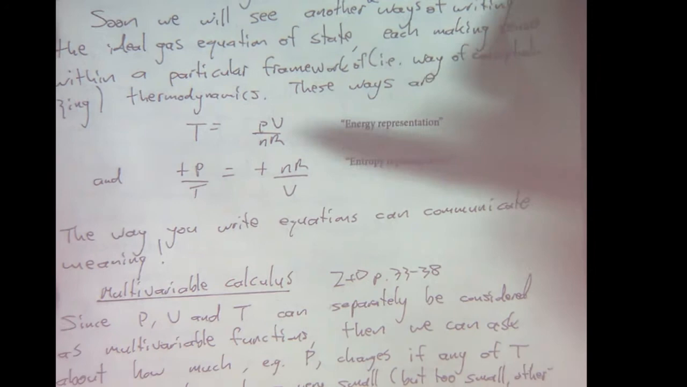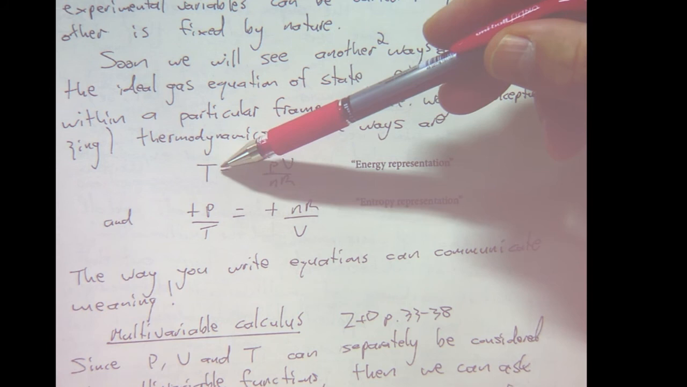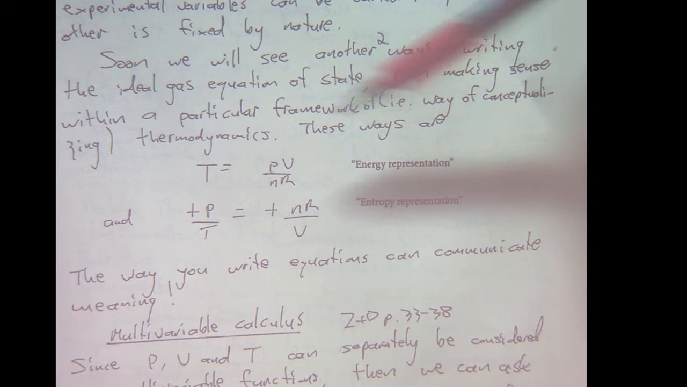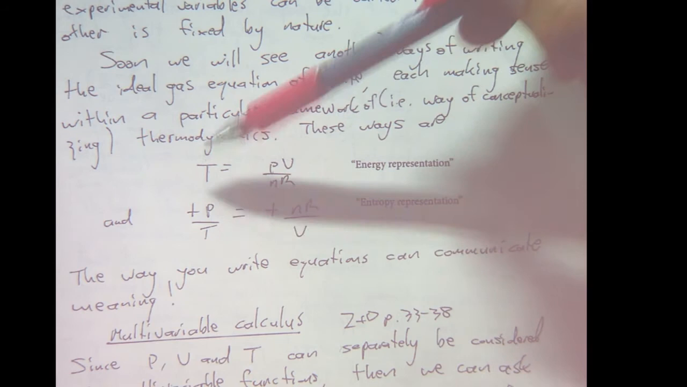Just as a side note, later on, in the next few weeks and months, we'll see that even the way you write the equation of state can convey meaning, can convey the framework, if you like, that you're working in. If I write T equals PV over NR, this is within the energy representation, where the temperature is an intensive variable, something we'll define a bit later. But in the entropy representation, I might write P on T as the intensive variable.